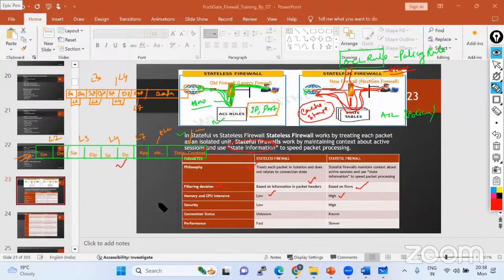सिंपल सी बात है. सिक्योरिटी इसमें लो होती है क्यों? क्योंकि इसमें बहुत लिमिटेड इन्फॉर्मेशन पे चेक करता है. इसमें हाई होती है क्योंकि इसमें बहुत सारी इन्फॉर्मेशन हम चेक करते हैं, इसमें सिक्योरिटी हमारी हाई होती है. कनेक्शन स्टेट इसमें अनोन होता है, इसमें नोन होता है. परफॉर्मेंस इसका फास्ट होता है क्योंकि बहुत कम चीजें करनी होती है, इसमें थोड़ा स्लो होता है क्योंकि उसमें बहुत सारी चीजें करती हैं. So this is my stateful and stateless firewall.